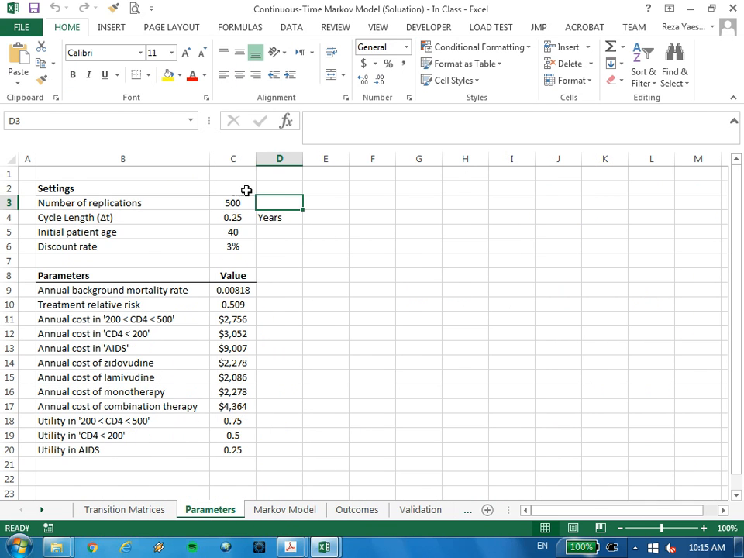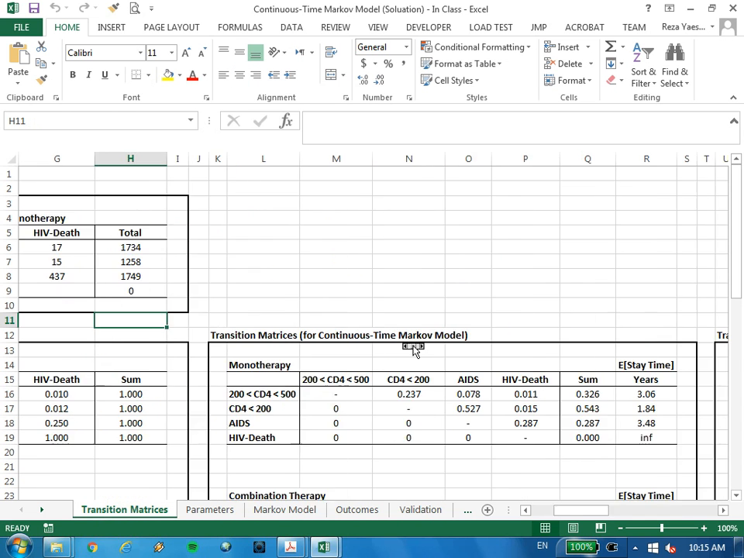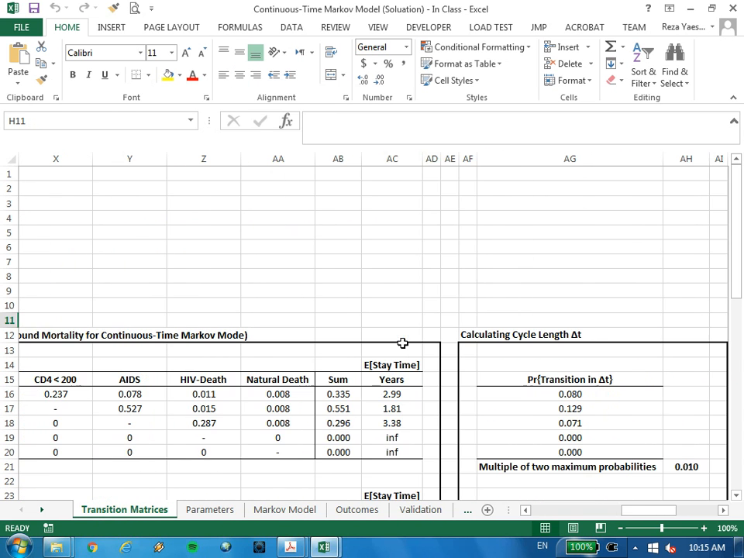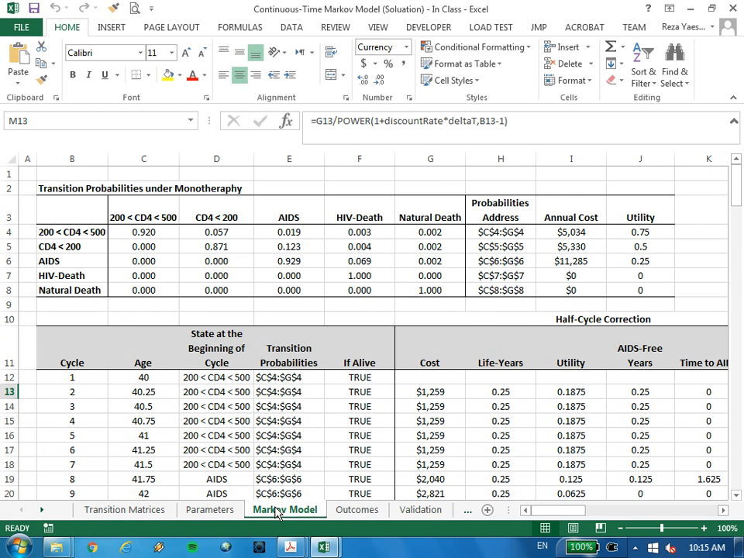What do we have next? We have cycle length. We discussed how to decide about cycle length. Remember, we did some calculation on this sheet to make sure that the probability that two or more events occur during the cycle length is relatively negligible. So that's how we decided about the cycle length.